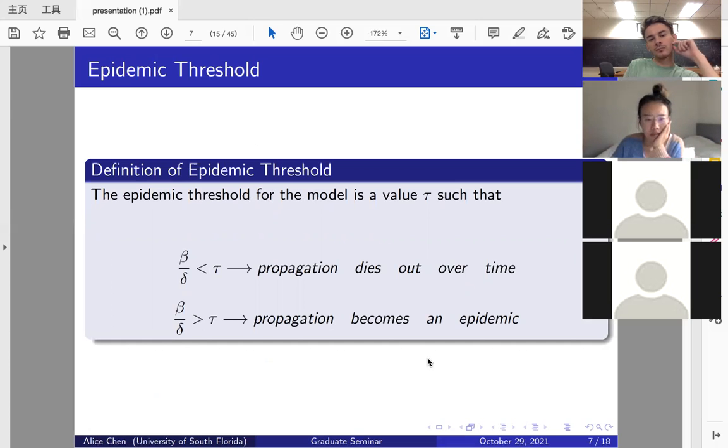So we have a question like, under which conditions can we control the pandemic? There's a definition called the epidemic threshold, which is a value tau. If the infectious rate over the curing rate is less than tau, it means that the pandemic is going to die out. If the infectious rate over the curing rate is bigger than tau, it becomes an epidemic and you can't do anything about it. So that's a brief definition.